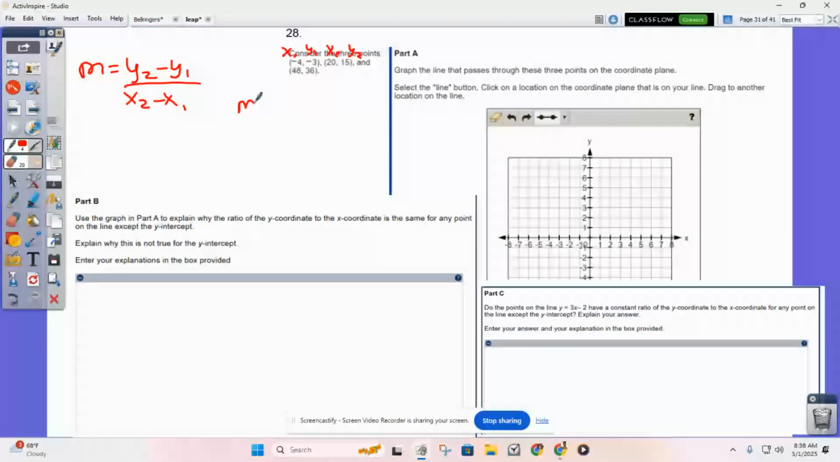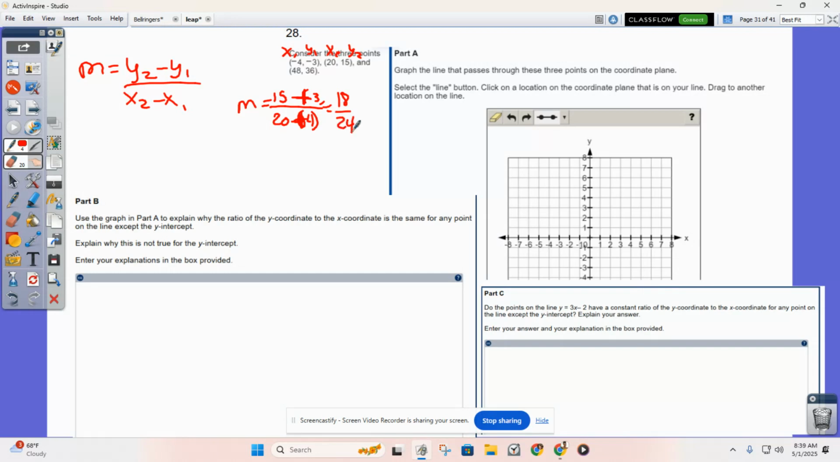So for this slope, I'm going to do 15 minus a -3. Remember, minusing a negative, what you're going to end up doing is just turning it into a plus, and then ignore this parenthesis at the end. And then for the x values, it's 20 minus a -4. Again, that's going to turn into a plus. So I have 18 over 24 as my slope.